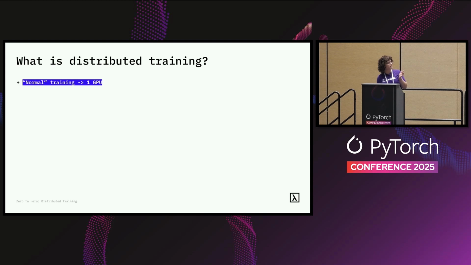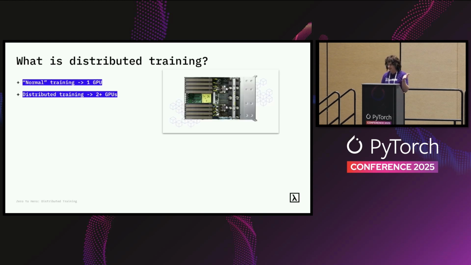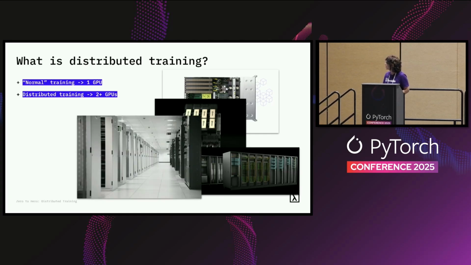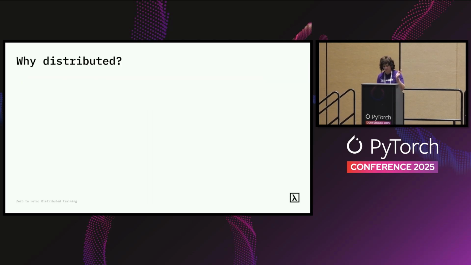OK, what is distributed training? Normal training is just single GPU, and distributed training is anything more than that. So that could be a single node with 8 GPUs, or you could have entire clusters with tens of thousands of GPUs. So it's really anything like that.